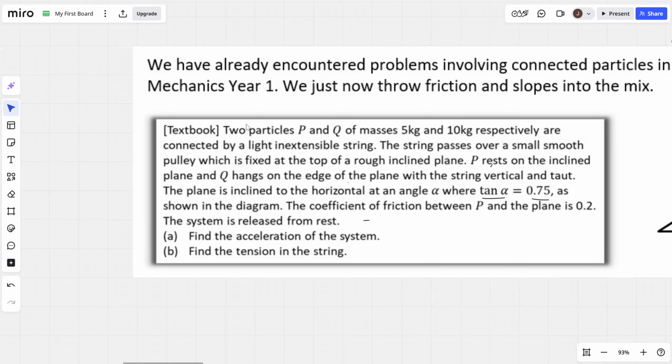Okay, so we're now going to look at combining inclined planes and ideas of connected particles. That means pulleys, tension, and so on. So let's get into this question.